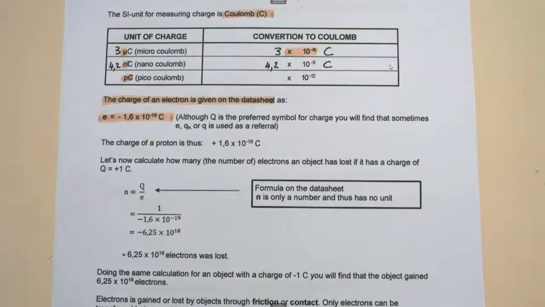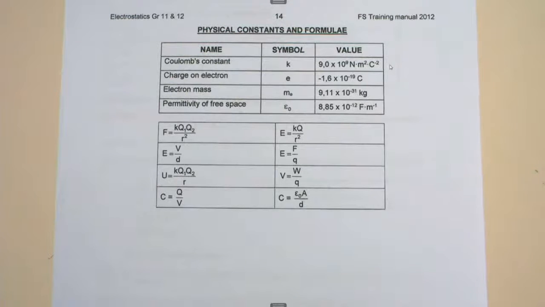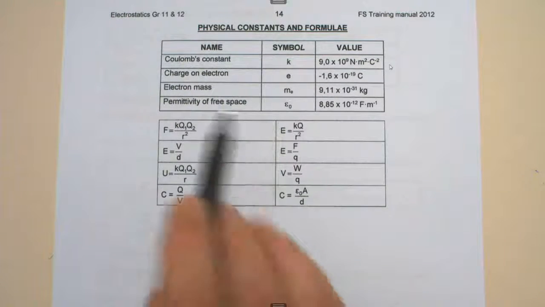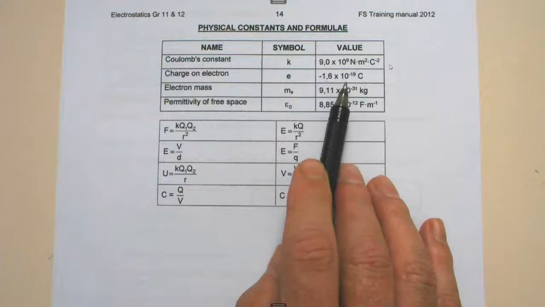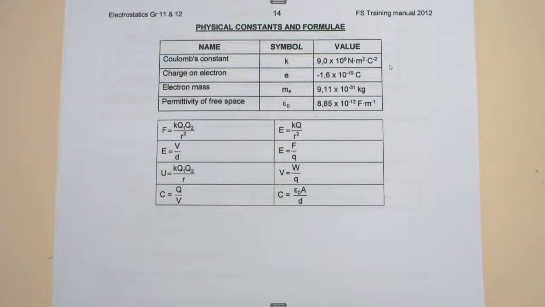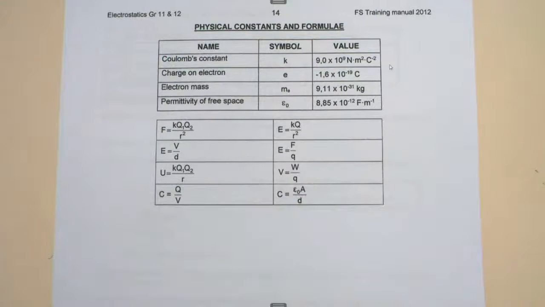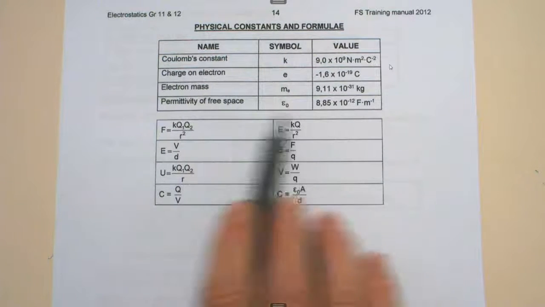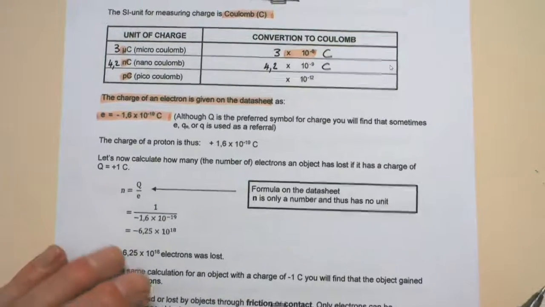All right, and you will find that on your data sheet, when I go to the section that deals with electrostatics, that the charge of the electron is given to you. So it's not a number that you need to memorize out of your head. That value for the electron is given to you, and the symbol that they have on your data sheet is E. And then of course you also have your formulas that you will be able to use should you be asked to do some calculations.